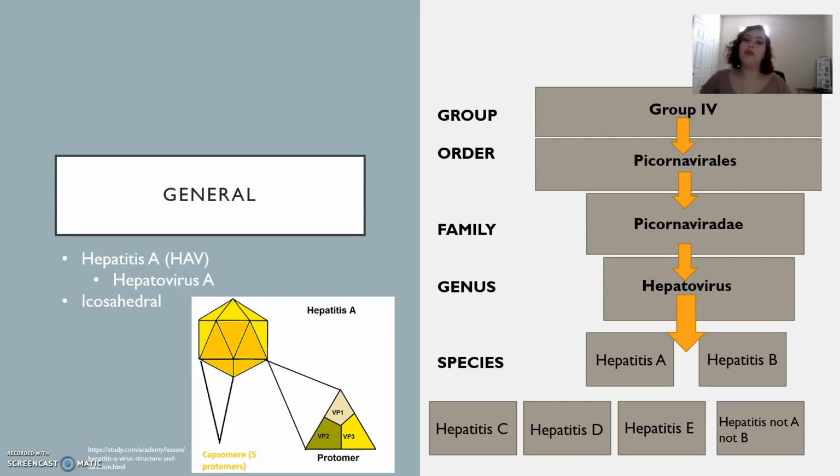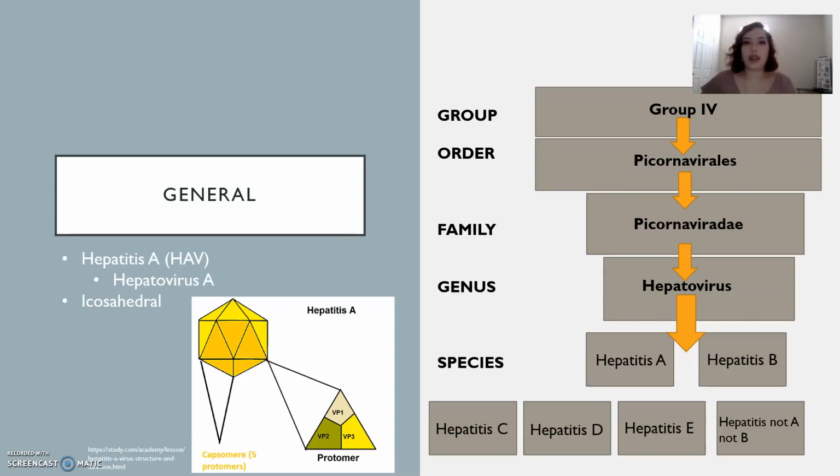So let's backtrack a little bit on the taxonomy of Hepatitis A. It's part of group 4, and if we remember, group 4 viruses are single-stranded RNA viruses, and in this case it's a positive single-stranded RNA virus. It moves to the order Picornavirales, into the family Picornaviridae, and then it goes to Hepatovirus.